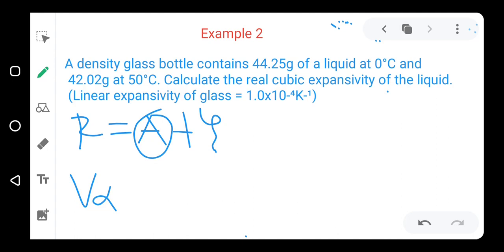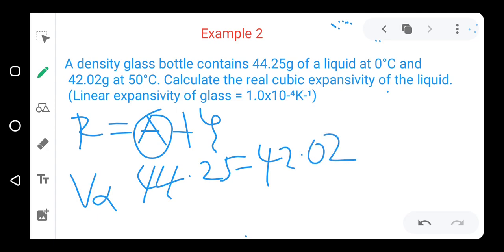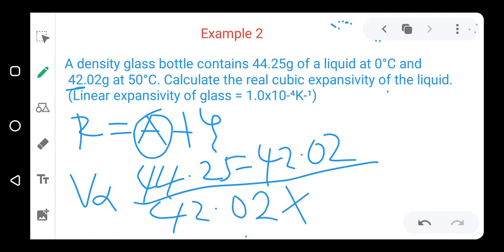The amount lost is equal to the amount a density bottle contains, and after heating, it becomes 42.02. So we have 44.25 minus 42.02. This gives us the amount that is lost. Then the amount that is remaining is still this one, that is 42.02. Then times temperature change, which is from 50 minus 0.